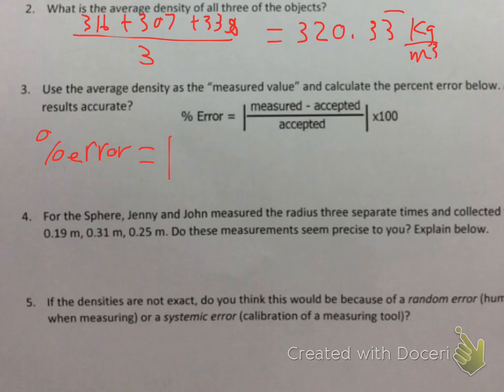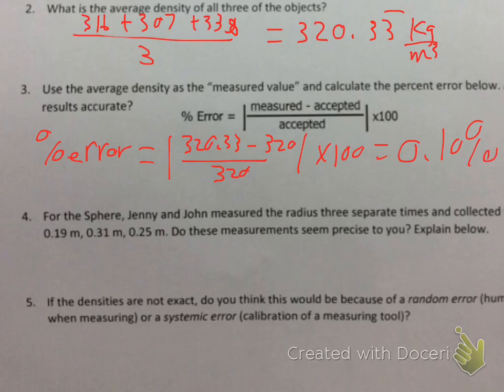So our measured value, 320.33 minus 320 divided by 320 times 100, we get an extremely small number of 0.1%. That is extremely small. So are the results accurate? Yes, they are very accurate. Remember, if it's less than 5%, it is considered very accurate.